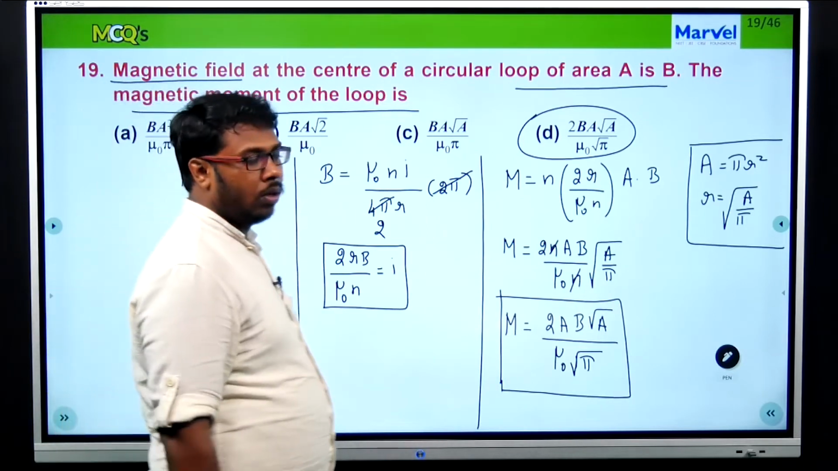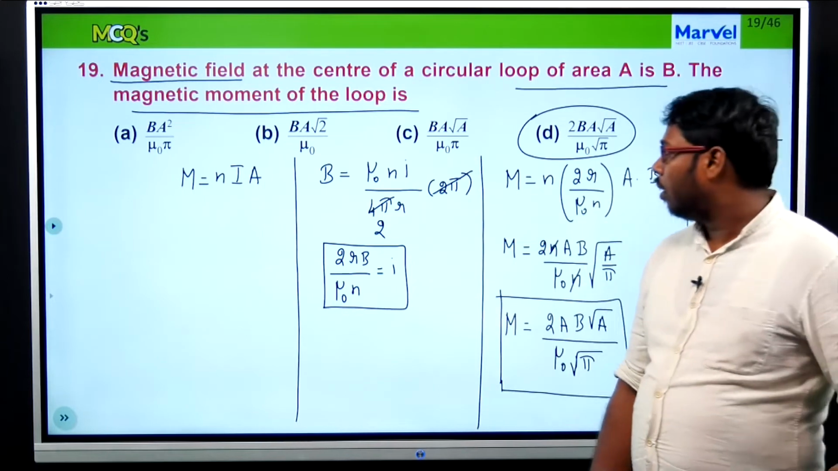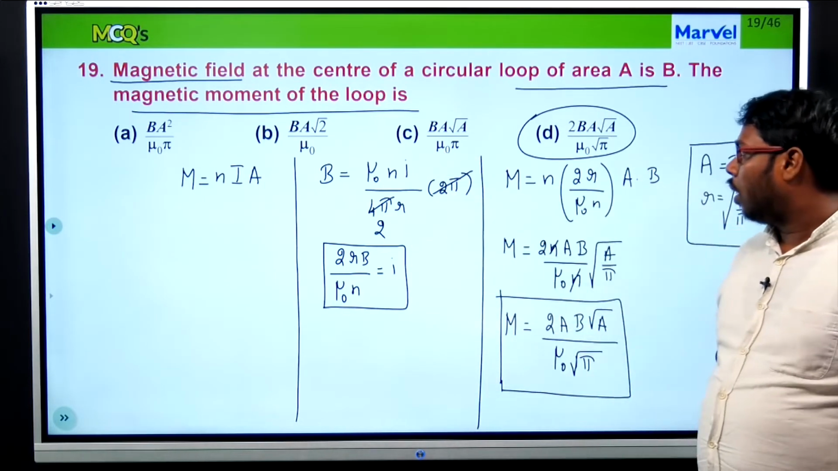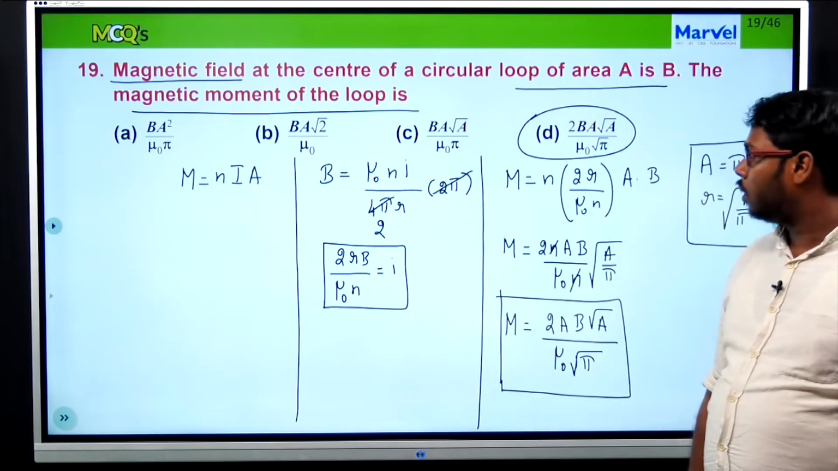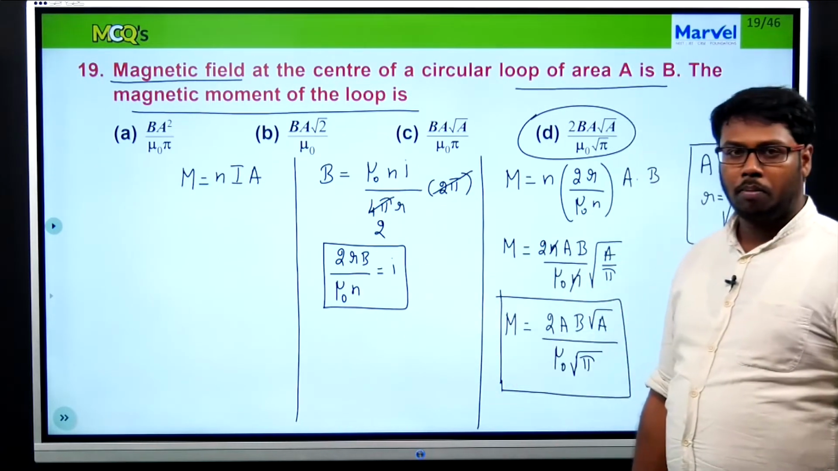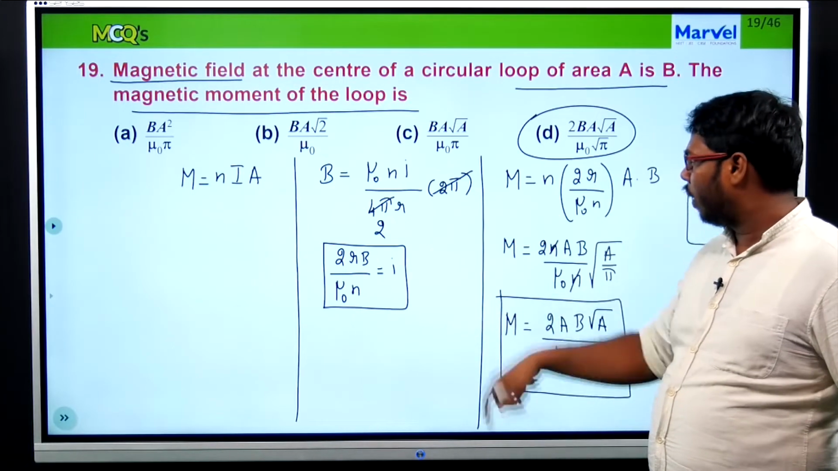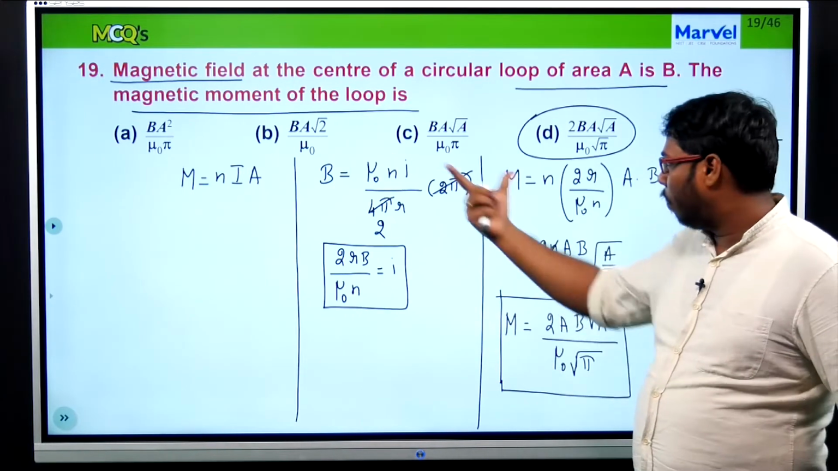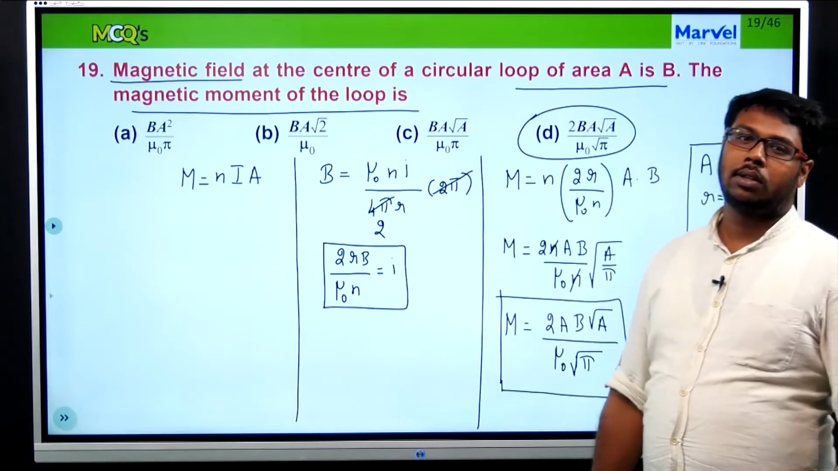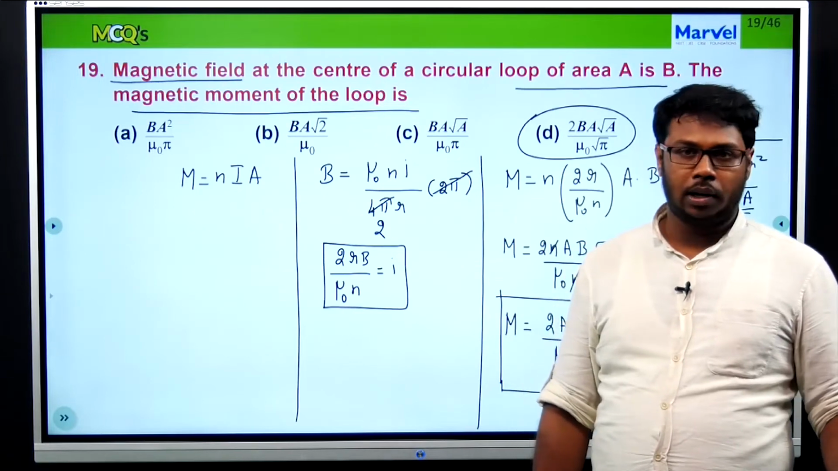You see, this is a tricky problem, but it's not impossible. What did I do? First, I realized that my formula is n times I into A. Then I wrote the expression for the magnetic field at the center of a loop, and I accordingly rewrote everything and plugged it into that to get the answer. So this is how the problem is dealt with here.